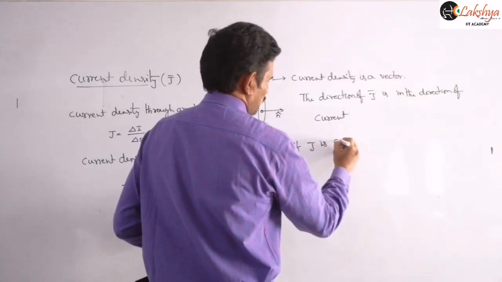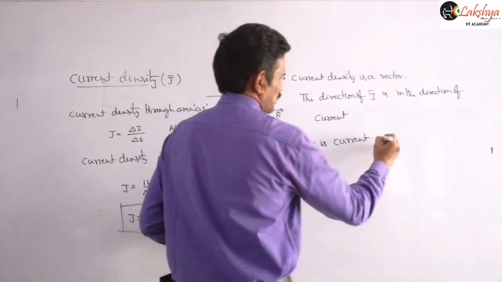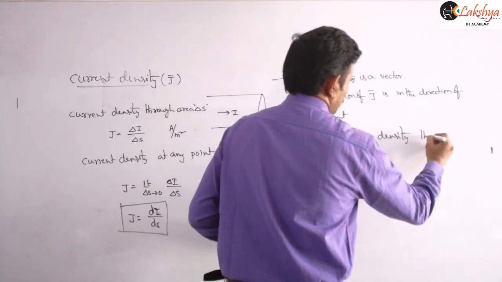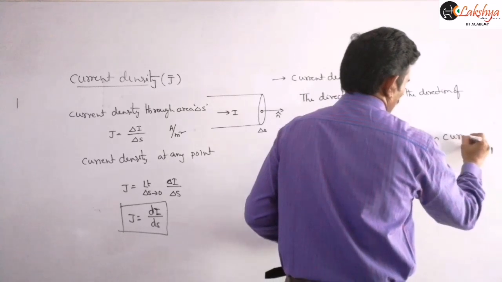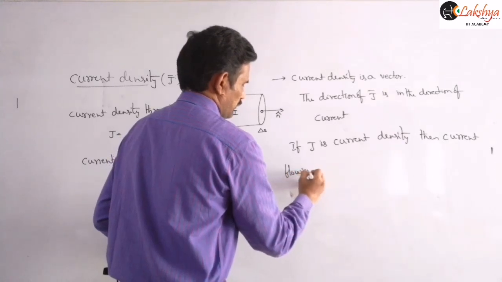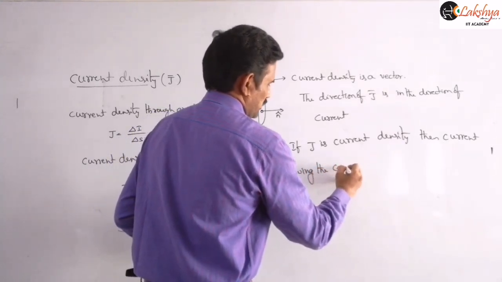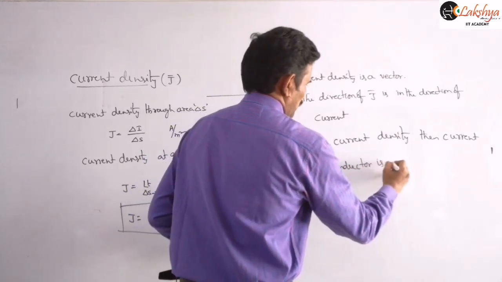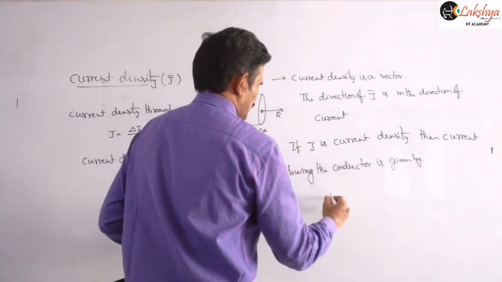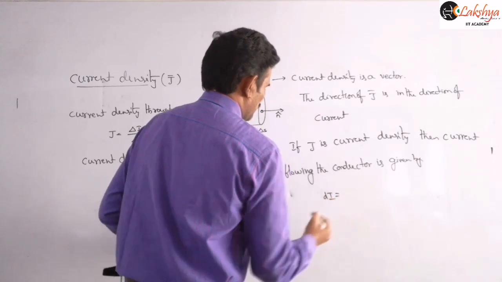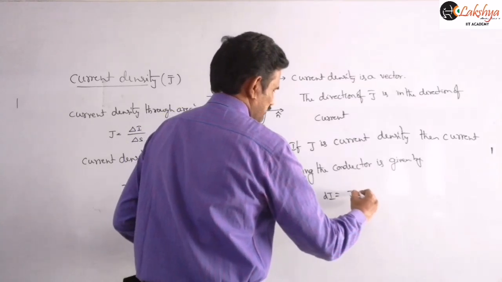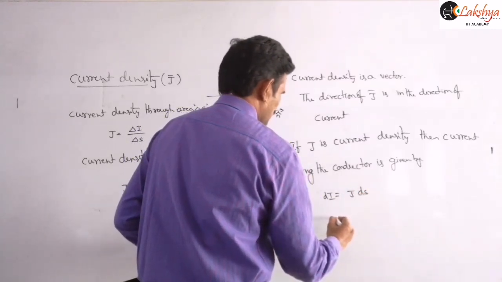So what we can write is, if J is the current density, then the current flowing through the cross section of the conductor is given by, observe this, I can write dI is equal to J into dS, and simply take the integration here.